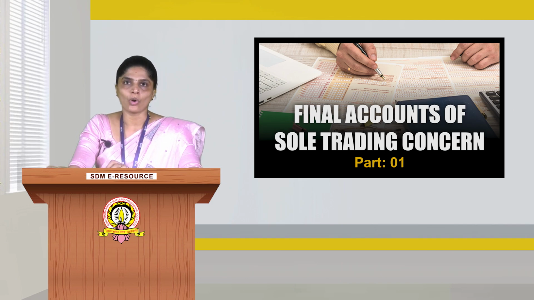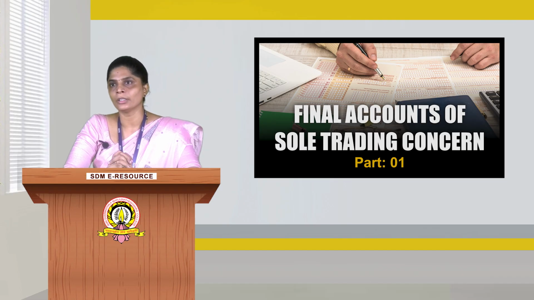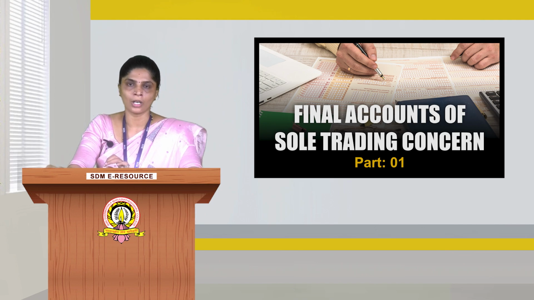First, let us see what the trading account is. You know the meaning of trading, right? It is nothing but buying and selling of goods. The trading account mainly aims at showing the result of trading, the buying and selling of goods. The result may be the gross profit or the gross loss. In the trading account, the organization mainly records the transactions related to manufacturing and to the purchasing of goods. Hence, the result will be the gross profit or the gross loss.